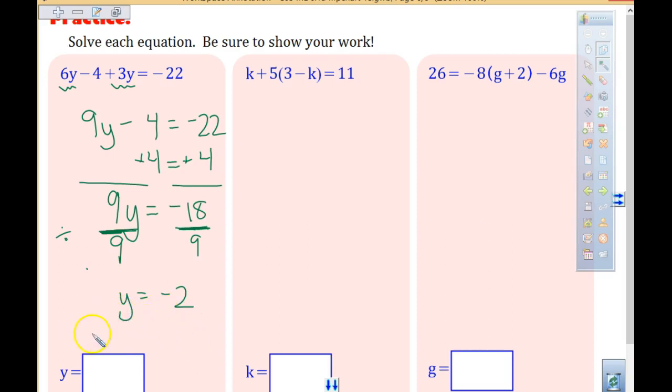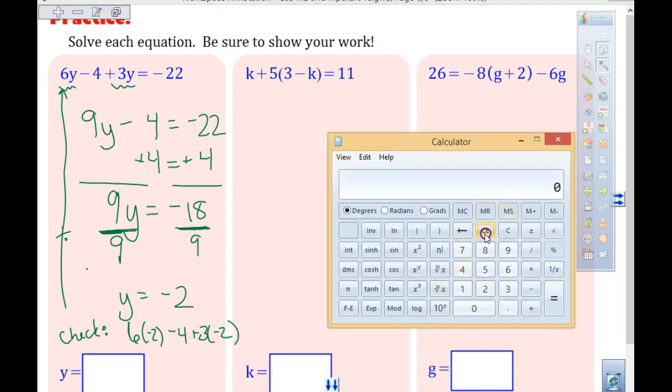We're going to do the check. Okay, Olivia, you're going to help us do the check. Everyone write down the check. So what's the original problem? 6 times negative 2, minus 4, plus 3 times negative 2. Please put that whole thing in your calculator right now. I want everyone to put in the 6 times negative 2 minus 4.